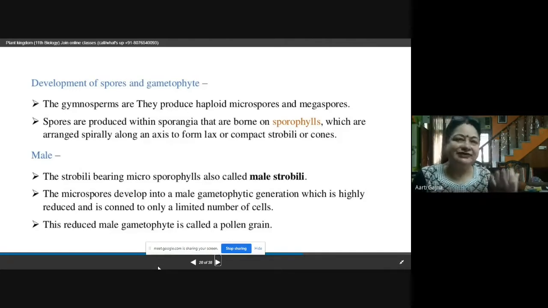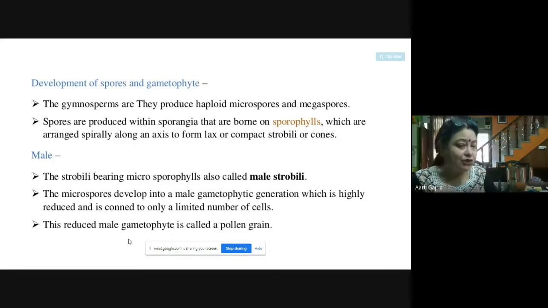So these sporophylls covering the sporangia form a compact structure, and this compact structure is called strobili or cones. You must have seen male cones and female cones of gymnosperms. These cones are the structure, actually dried up, which we normally keep for decoration purposes in our house. These are the cones which actually bear the sporangia. Now, the strobili bearing microsporophylls are called male strobili.